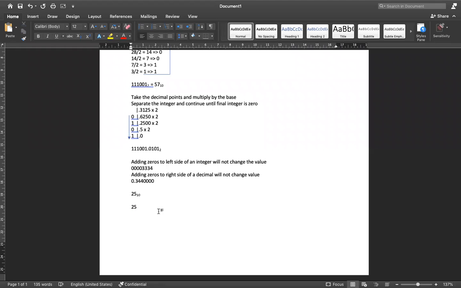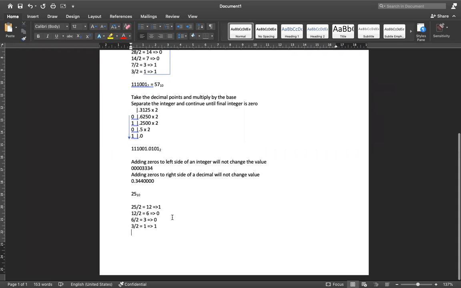Okay, let's divide. 25 divided by 2 is 12 and the remainder is 1. Then 12 divided by 2 is 6, remainder 0. And then 6 divided by 2 is 3, remainder 0. And then 3 divided by 2 is 1, remainder is 1.